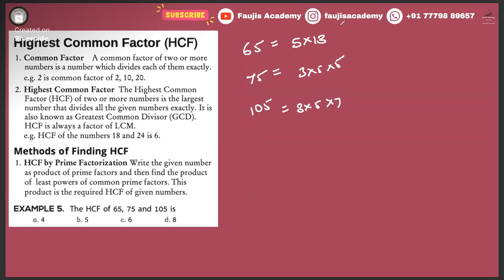No worries. Tell me what is common here? 5, sir. 5 is common here. Okay. So what is the HCF? 5. How about these other numbers? Forget about the other numbers. We don't care about this in HCF. Sir, in 75, we can write 5 square also, sir. Yeah, absolutely. You can write that as well. Not a big deal. Okay, right. So what is the answer? 5. Option B is the answer.